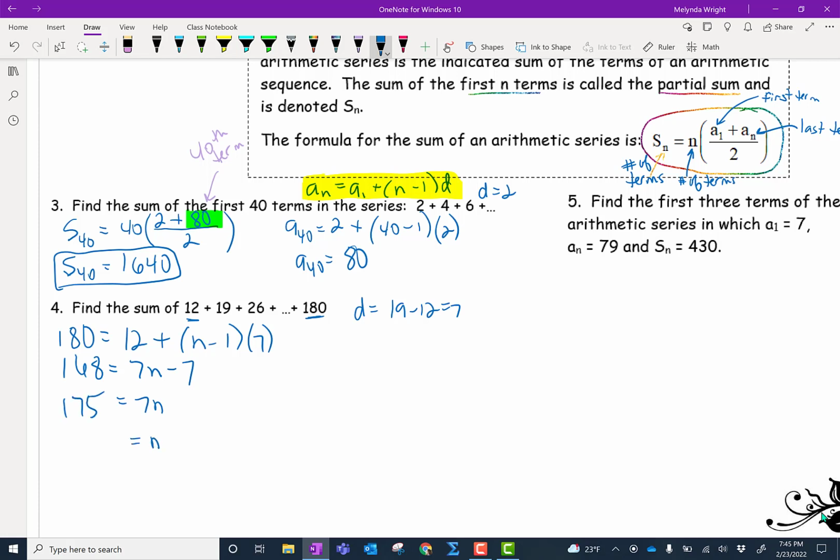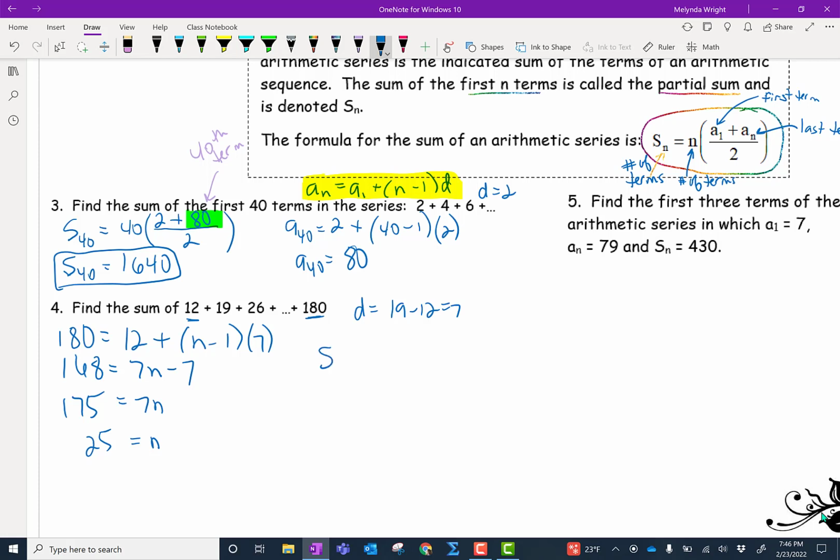And n is 25. Now the n's, we talked about this earlier, the n's or the term numbers are always going to be integers that are positive. You're never going to have a fraction for an n. You're never going to have a negative number. They're always going to be positive integers. Okay, so that's just a fact.